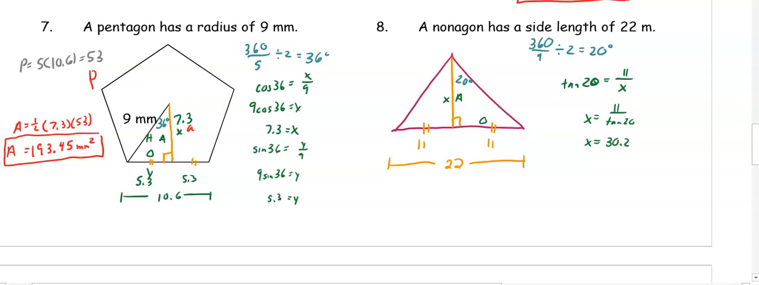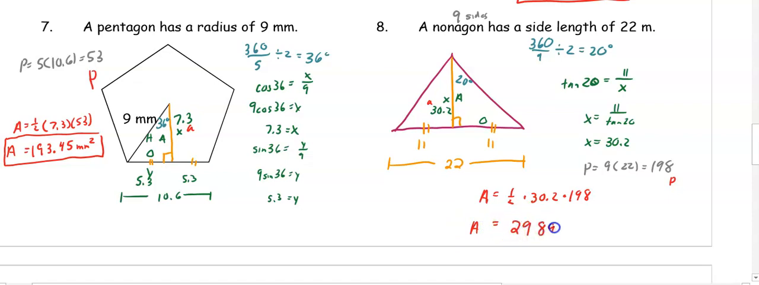To get our perimeter in a nonagon, there are 9 sides. So we have 9 times 22, which gets us a perimeter of 198. So now that we have both pieces we need, the apothem and the perimeter, we can do our area. So area is equal to 1/2 times 30.2 times 198. So when we multiply those together, we get 2,989.8 meters squared.